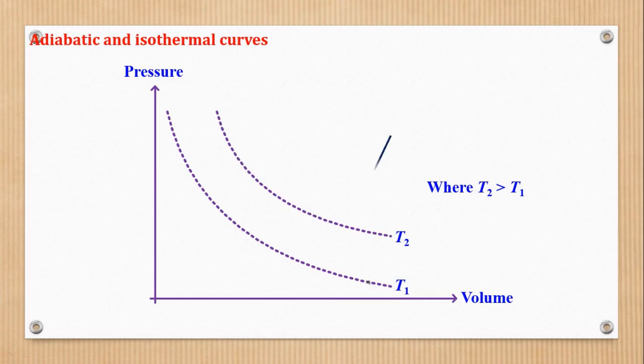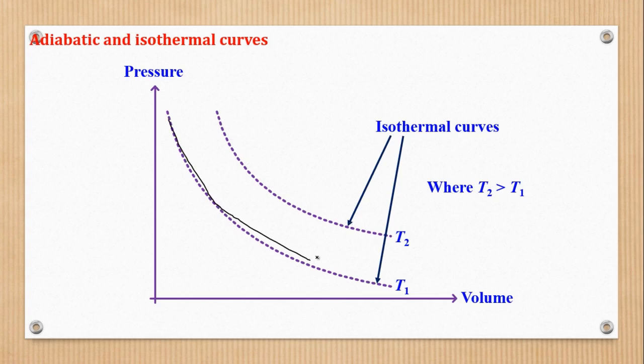Now that is the isothermal curve. What about adiabatic? For adiabatic, all three are changing. Here, pressure and volume are changing, but for adiabatic, even the temperature should change.